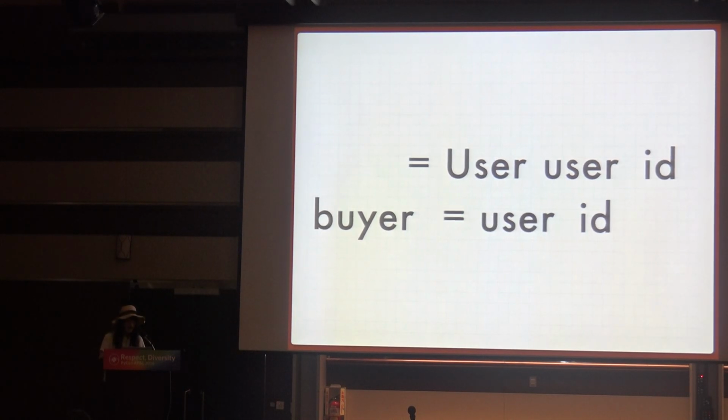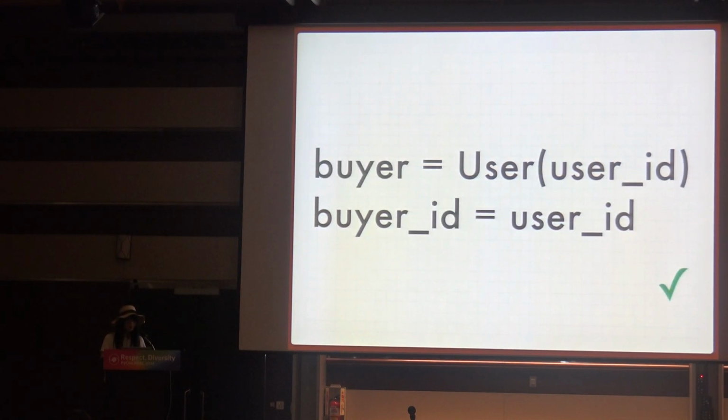So in this case, I suggest you just make them more consistent. Let buyer, with the ER suffix, point to the user instance. If you want to represent an ID, just add the suffix _ID so the reader knows what you mean immediately.